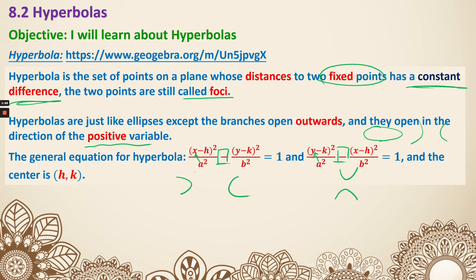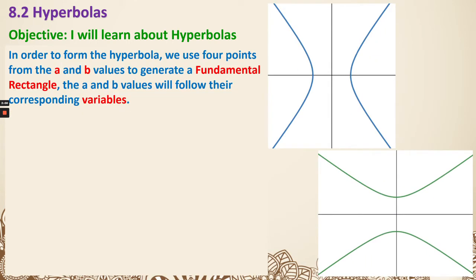Now let's get into the graphs to generate some hyperbolas. In order to form the hyperbola, we use 4 points from the a and b values to generate a fundamental rectangle. The a and b values will follow their corresponding variables. First, let me write the equation. Even though this is 0, 0, I'm still going to write the general equation. Since it's opening left and right, my equation is x minus h squared over a squared minus y minus k squared over b squared equals 1. In this case, our center is of course 0, 0, so h and k would just be 0.